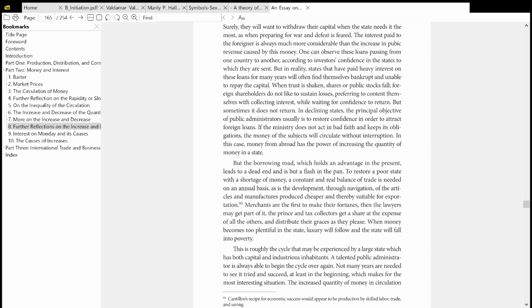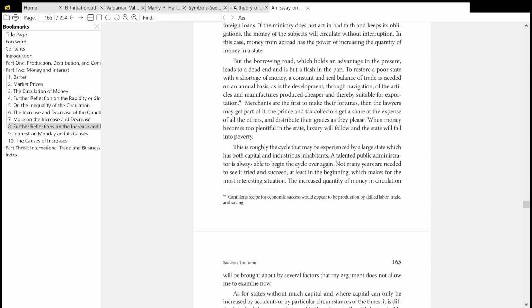Merchants are the first to make their fortunes, then the lawyers may get their part of it. The prince and tax collectors get a share at the expense of all others, and distribute their graces as they please. When money becomes too plentiful in a state, luxury will follow, and the state will fall into poverty. This is roughly the cycle that may be experienced by a large state which has both capital and industrious inhabitants. A talented public administrator is always able to begin the cycle over again. Not many years are needed to see it tried and succeed, at least in the beginning, which makes for the most interesting situation. The increased quantity of money in circulation will be brought about by several factors that my argument does not allow me to examine now.